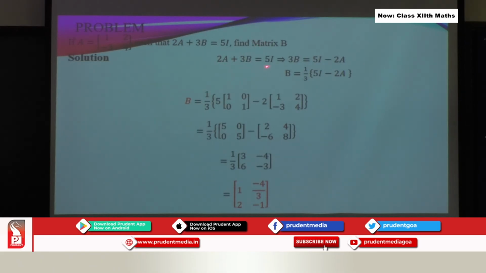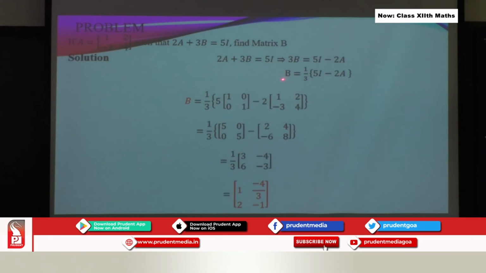Similar to how we did it in the previous problem, I solve this equation to get B equals. Why B equals? Because I need to find matrix B. So I keep 3B as it is, and 2A I shift to this side, so I get minus 2A.